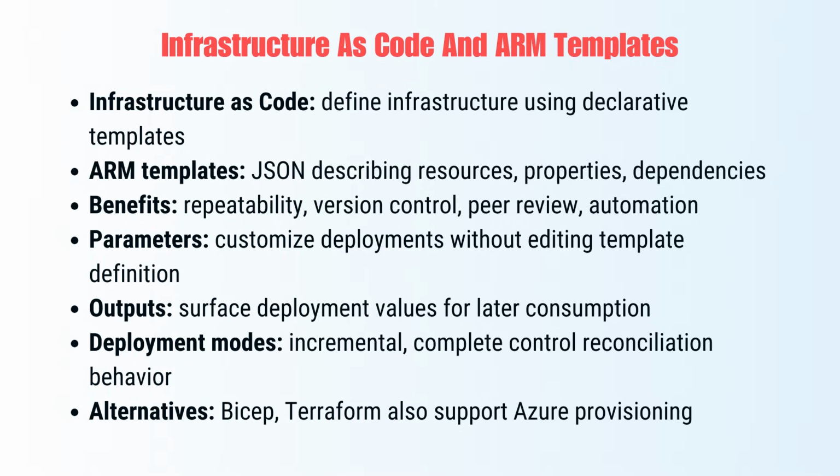On top of raw ARM JSON, Microsoft introduced Bicep, a more concise DSL that compiles down to ARM templates, and many organizations also use Terraform to manage Azure alongside other clouds. The big benefit is consistency. The same template can deploy identical environments for dev, test, and production, reducing human error and configuration drift. For AZ-900, you just need to remember that ARM templates and IaC are about declarative, repeatable deployment of resources, not one-off manual creation.